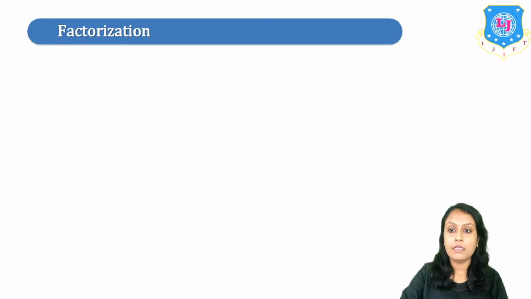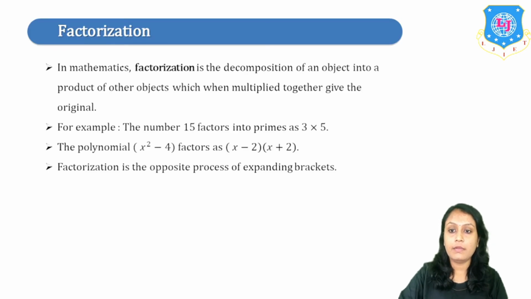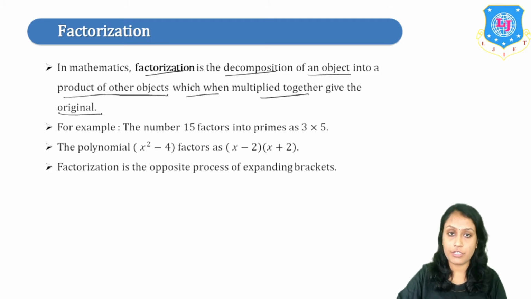So let's start factorization. In mathematics, factorization is the decomposition of an object into a product of other objects which, when multiplied together, give the original. For example, if we have 15, we can write 3 into 5. If you multiply this, you will get the same answer, 15.